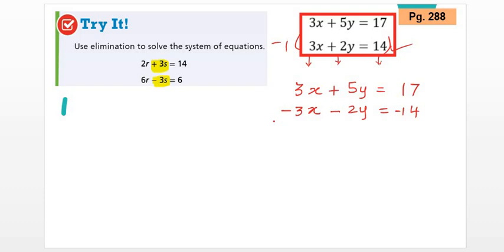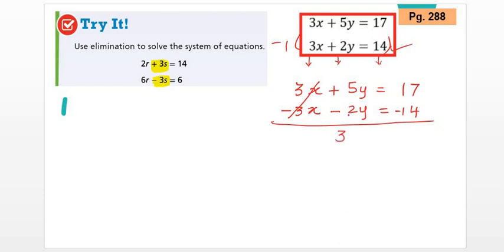Now let's complete the question. I will start solving them downward. When I say solving them, that means I have to add or subtract them according to their signs. So 3x and -3x have opposite signs, so they will cancel each other. 3 minus 3 will be 0. Now 5y is positive, -2y.